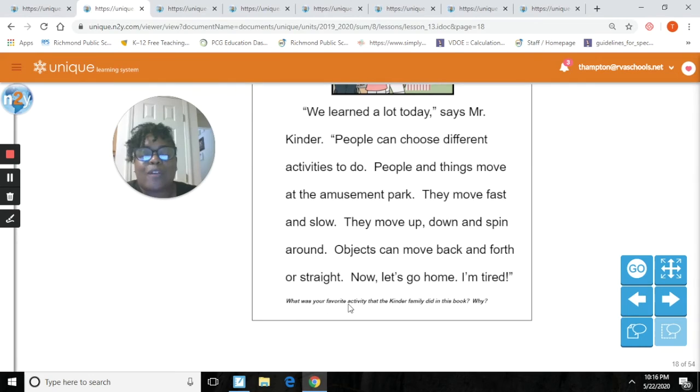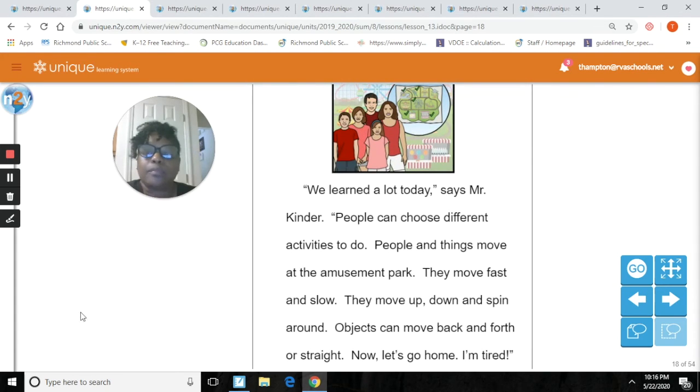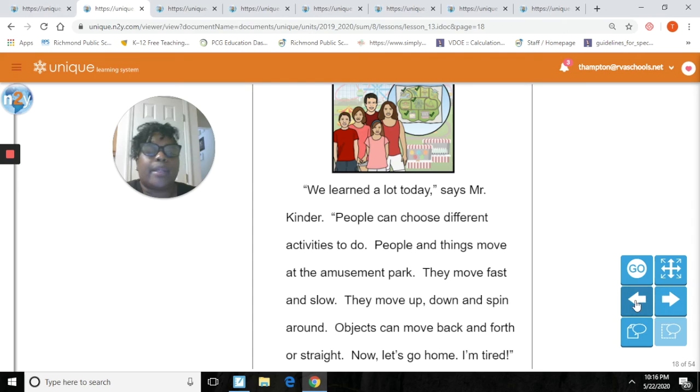And it says, what was your favorite activity that the Kinder family did in this book? What was your favorite activity? And then you tell why. Okay, so I'm going to pick one. Oh, let me move back. Okay.